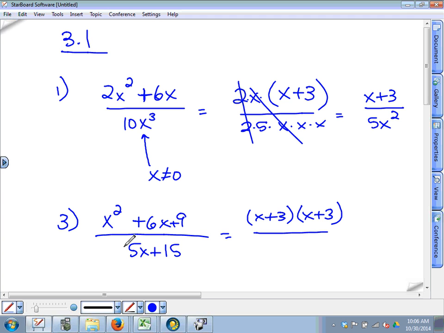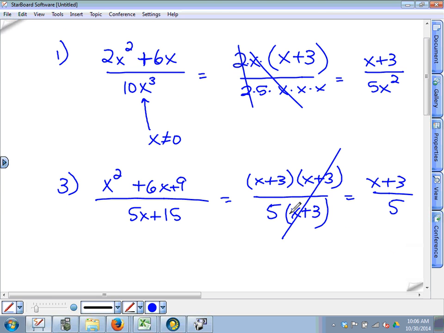Again, though, in the denominator, some of you, if it has 2 terms, you guys, you factor out a common factor. In this case, a 5. That leaves x plus 3. One of the x plus 3's on the top cancels with the one on the bottom. So you're left with x plus 3 over 5.